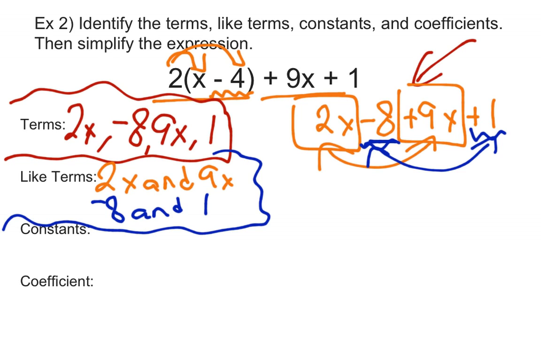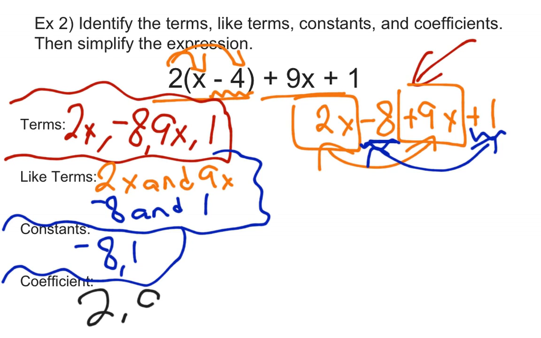Okay? Constants. Constants are just the regular old numbers, no variables involved. Negative 8 and 1 are the constants. Finally, we have our coefficients. Remember, the coefficients are the numbers that are directly in front of the variable. That would be a 2, and that is a positive 9x, so it would be a 2 and a positive 9 for my coefficients. So those are the different parts.